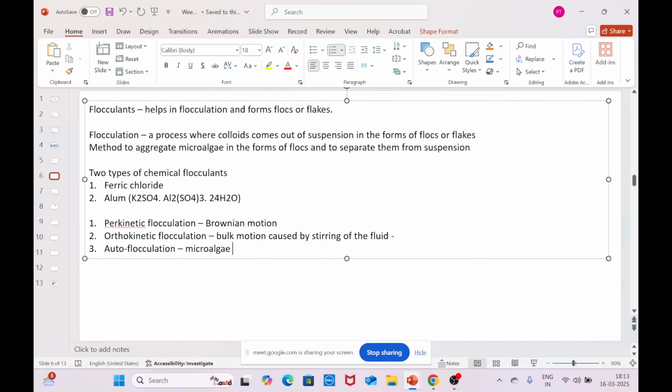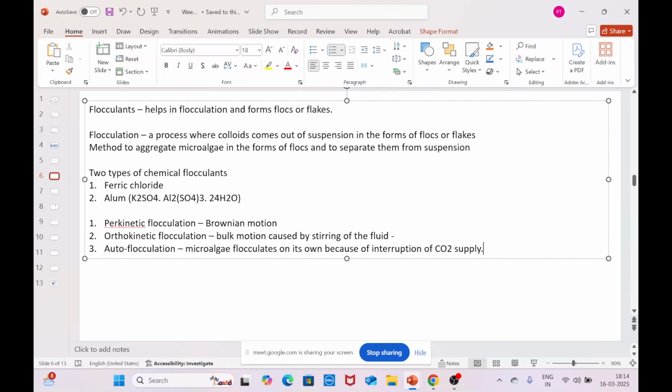Microalgae flocculates on its own, because of interruption of CO2 supply. So these are the three types of flocculation, and now the basics of flocculation.